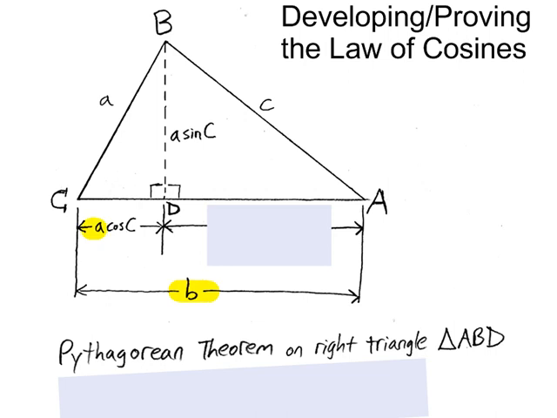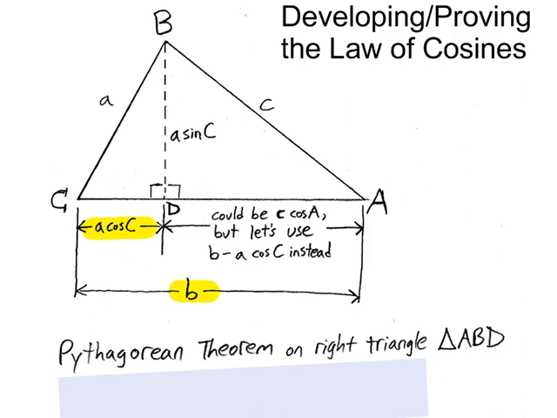I'm going to look at this and say that the length we're looking for is just the difference of those two. So we're going to call this b minus a cosine C. Now, you may not see where we're going with this yet, but hopefully everything that I've done here makes sense and is consistent with what we've studied before.